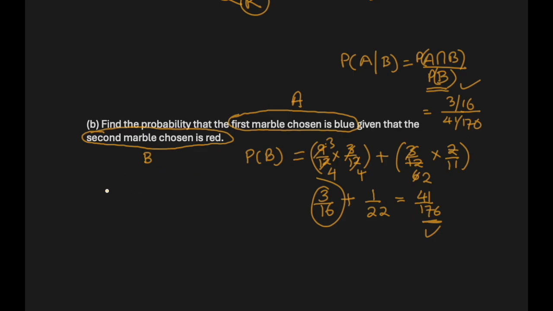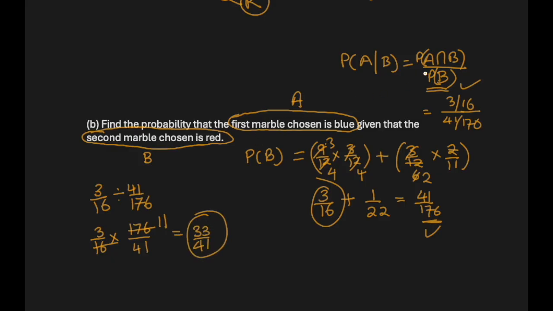And now we can write this as 3 over 16 divided by 41 over 176, and then 3 over 16 multiplied by 176 over 41. This gives us 11, so 33 out of 41. This is our probability that the first chosen marble is blue, given that the second one is red.